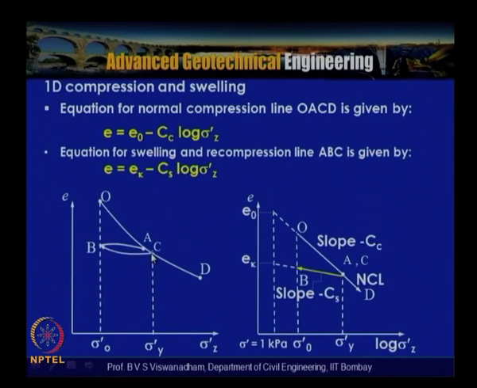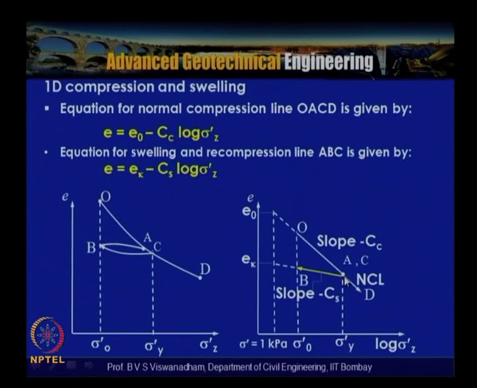So you can see that at point C the load is stopped and then unloaded, that is called unloading. That is also called the swelling line, and this is called the recompression line. So BA is the recompression path, and then it joins C and follows further to D. So this is again in the normal consolidated mode. The same thing is represented in the void ratio versus log sigma dash z plot. Then this is the slope Cc, called the normal compression line.